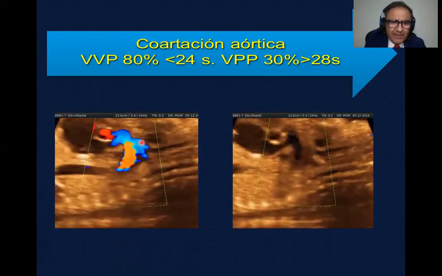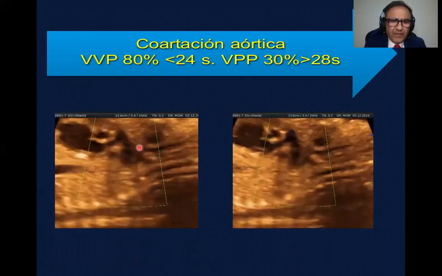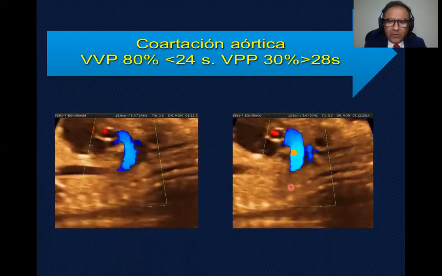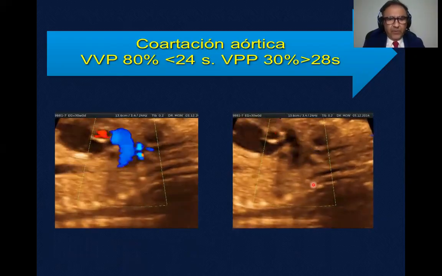A patient was suspected of having aortic coarctation and it was a false positive. Please note a wide arch and a transverse aortic arch with a smaller diameter. It was a false positive. The suspected diagnosis was made in the third trimester.